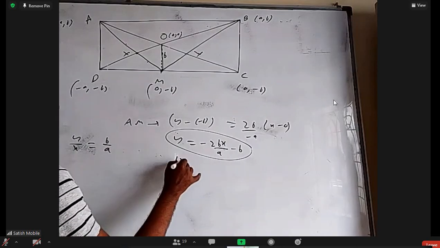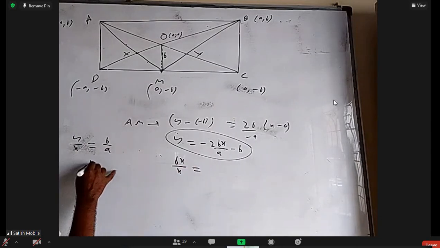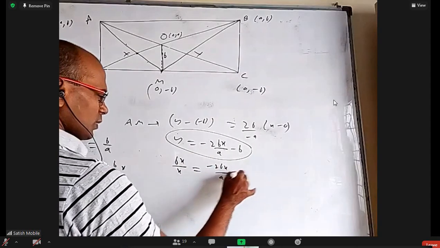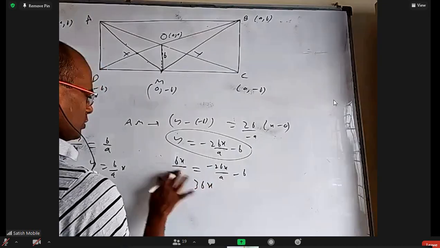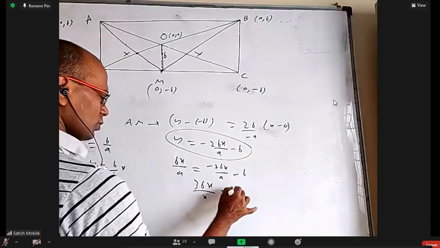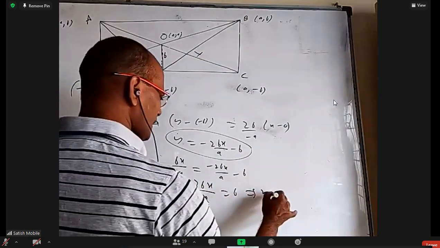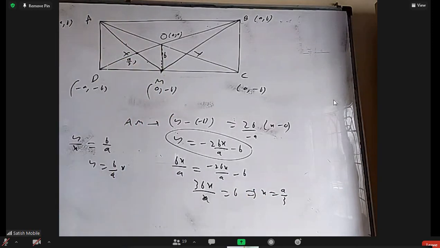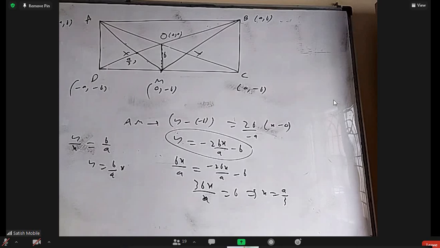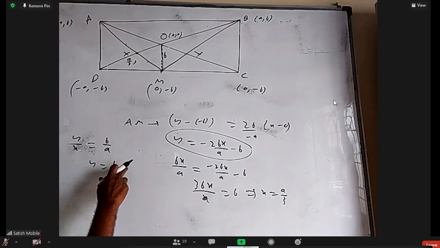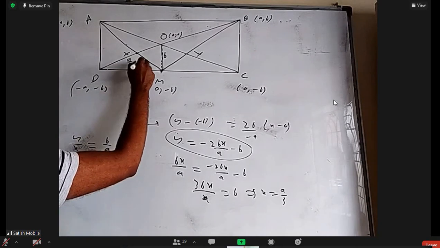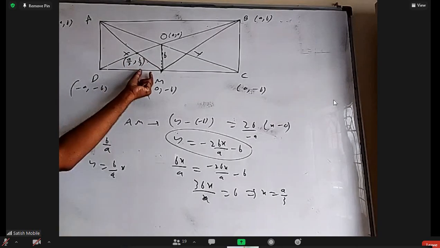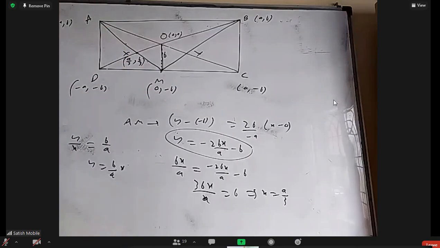I can substitute here: bx by a equals minus 2bx by a minus b, which gives x by a equal to 1 by 3. So I'm getting x is equal to a by 3. When x is a by 3, y will be b by 3. So I think we can easily show this is a by 3, this is a by 2, that is 1:2. Possible to prove.